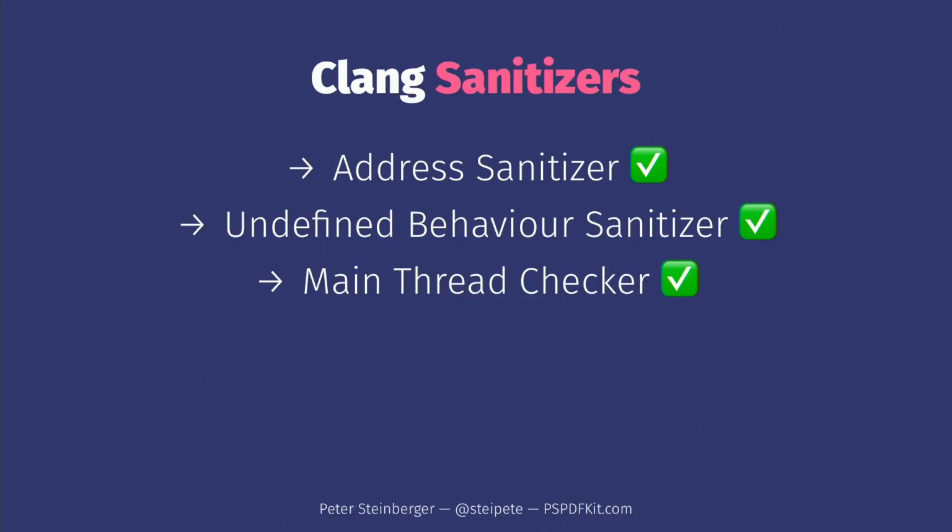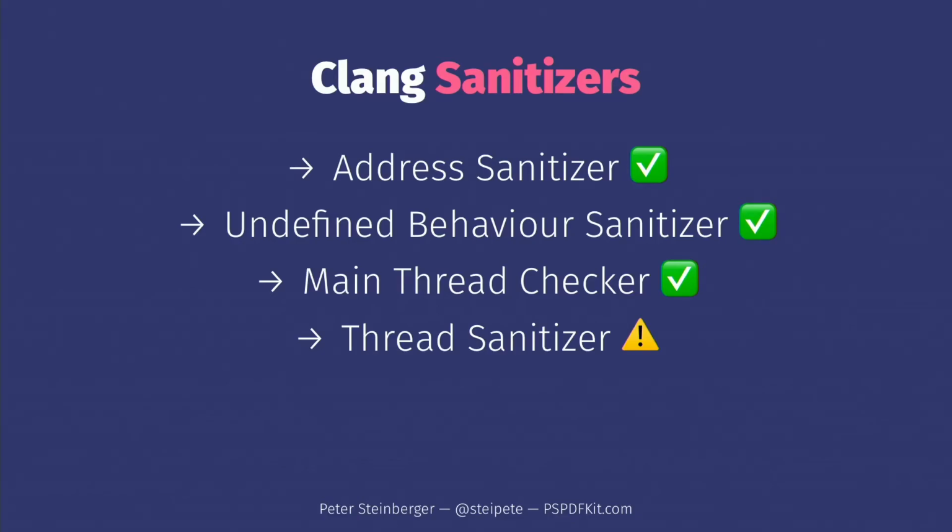The main thread checker isn't strictly speaking a sanitizer, but something you should always keep on. You can only access UIKit from the main thread, and if you violate it, you can have bugs like, why does my label update 5 seconds later? And those are also very annoying. The main thread checker is really, really good at finding those things.